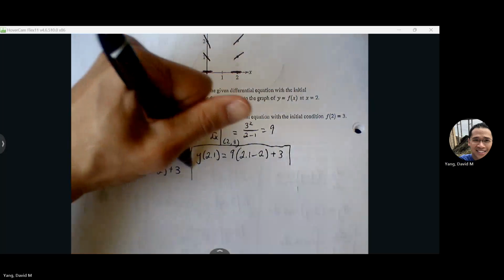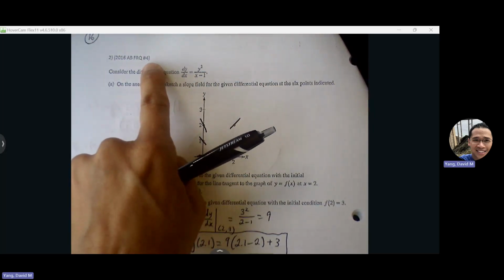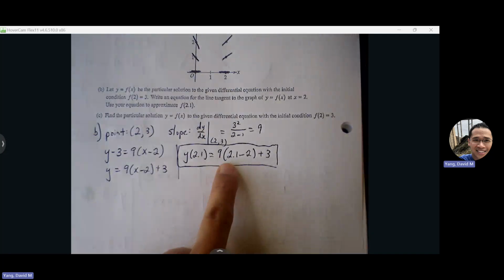Again, this is meant to be non-calculator. This, as you can see, number 4. So 4 through 6 are non-calculator. You can leave your answer unsimplified.